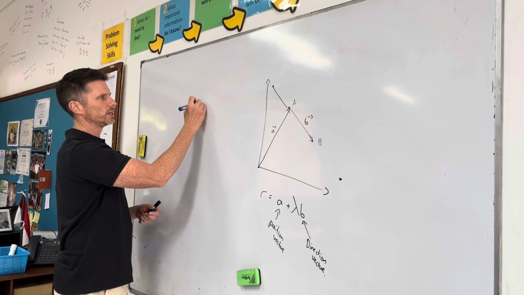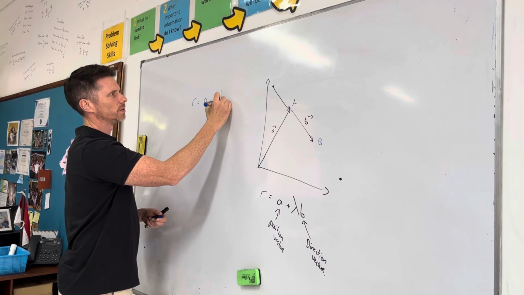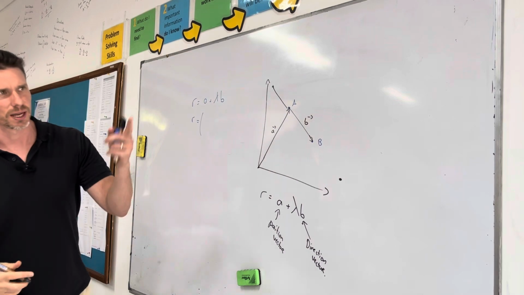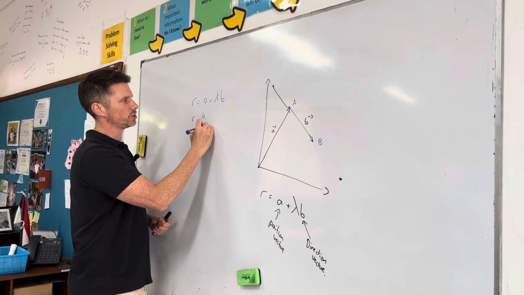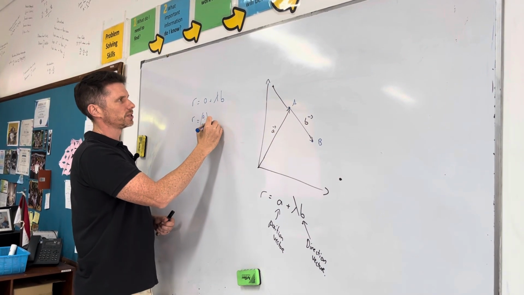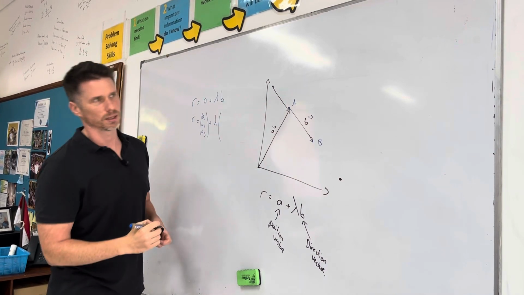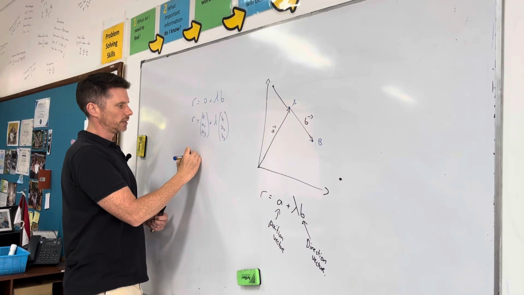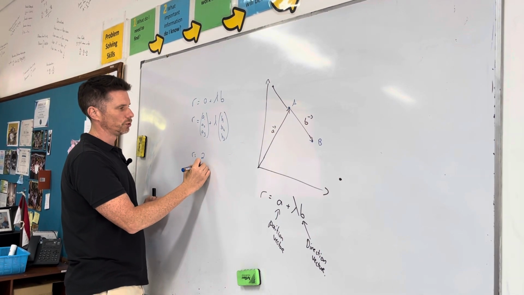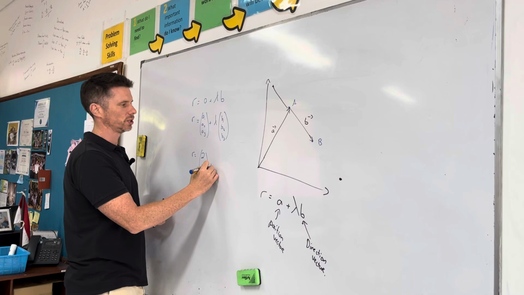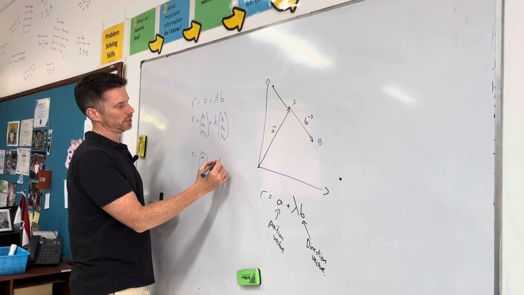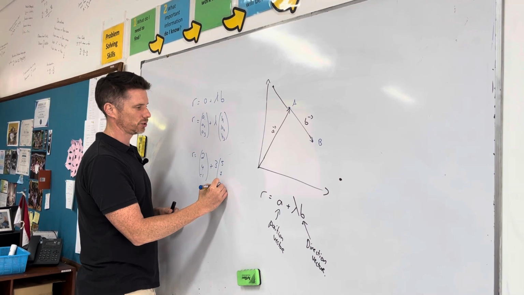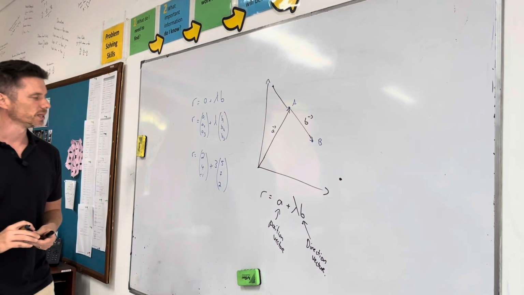Let's look at that. r is a plus lambda b. a would have vector components a1, a2, a3, plus lambda times b1, b2, b3. With actual numbers, that could look like 2, 4, minus 1, that's our position, plus lambda times the direction, which might be 5, 7, and 2. This is just an example.